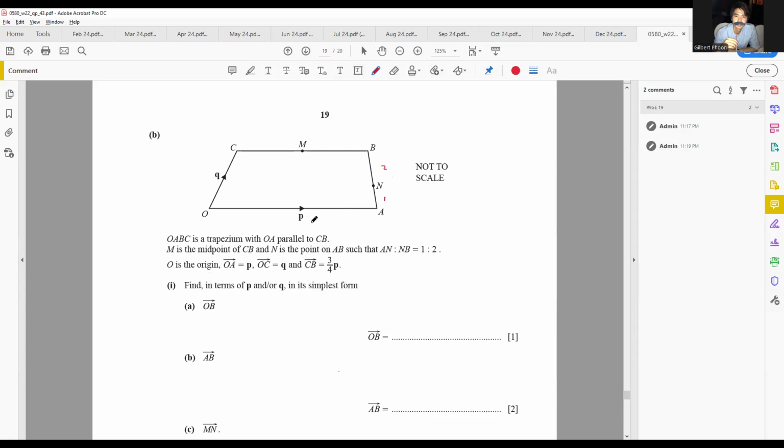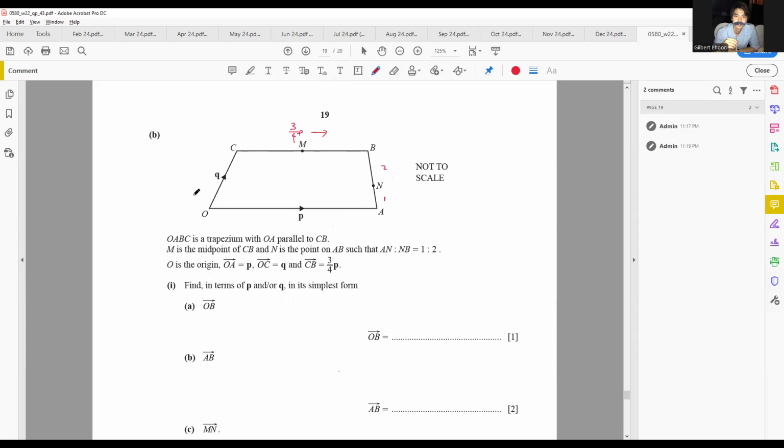OA is P. OC is Q. And CB is 3 over 4 of P, 3 over 4 of P in this direction here. Find, in terms of P and Q in the simplest form, OB.